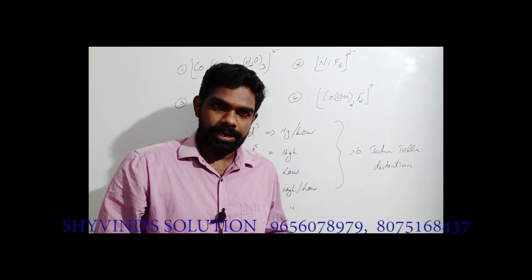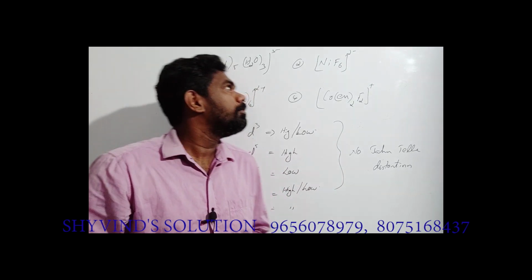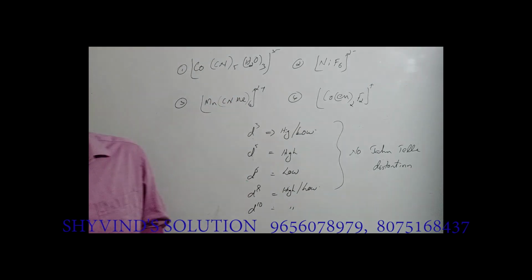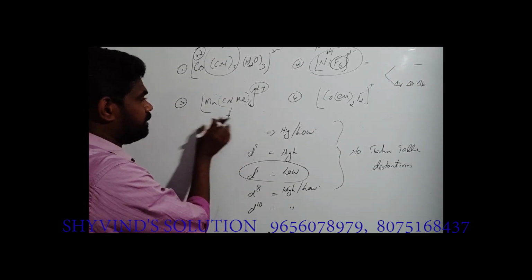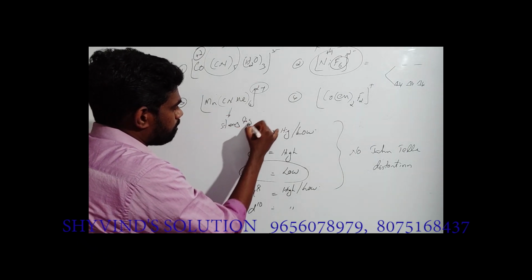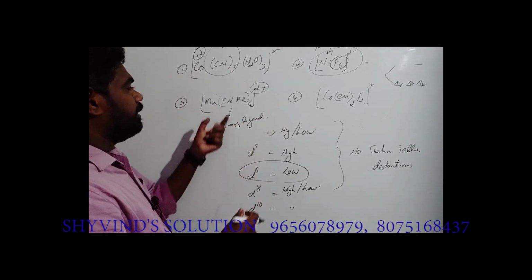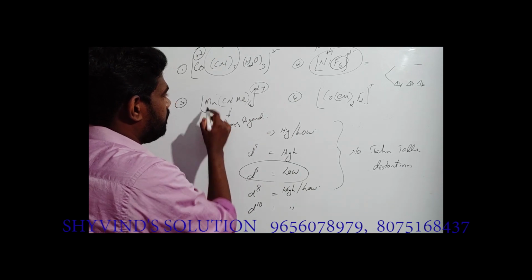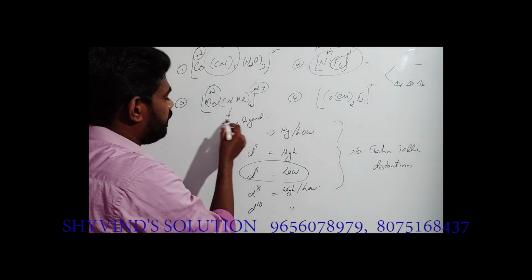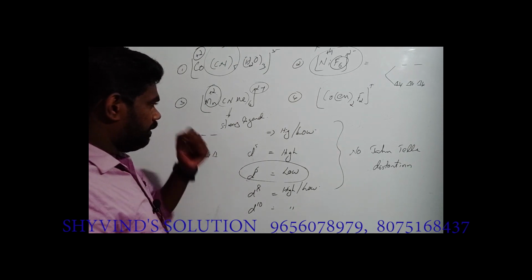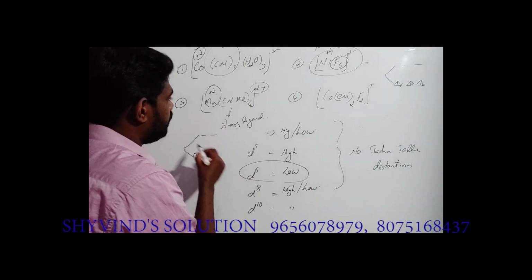They do not give Jahn-Teller distortion. So we should find which are the species which do not give Jahn-Teller distortion. If you are talking about option 3, you can see this is a strong ligand. Manganese is in +2 oxidation state, D5 low spin complex. So this will give you Jahn-Teller distortion.